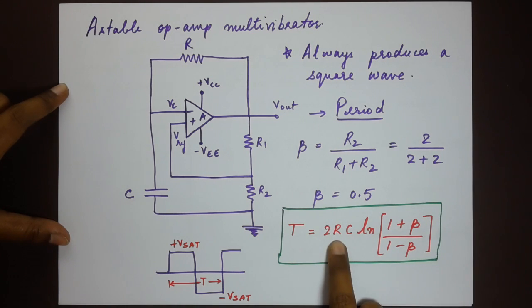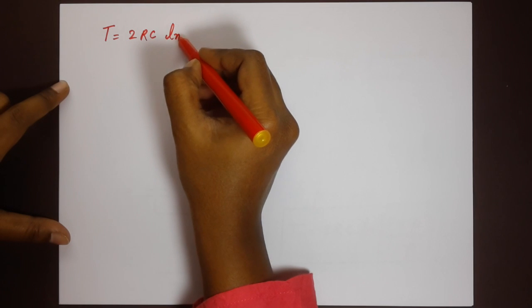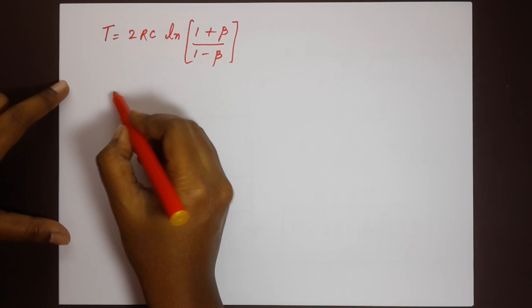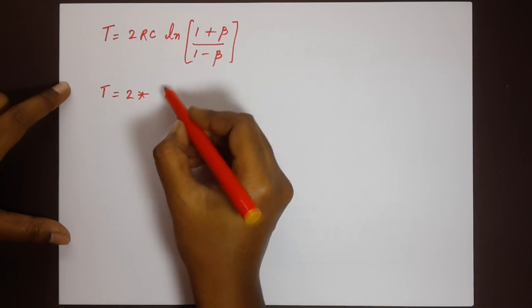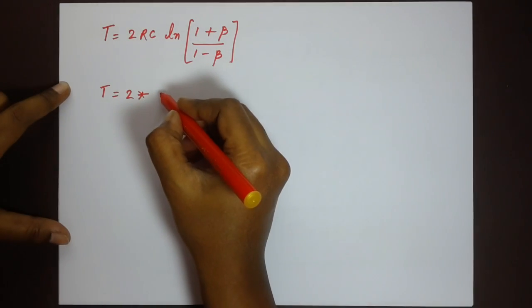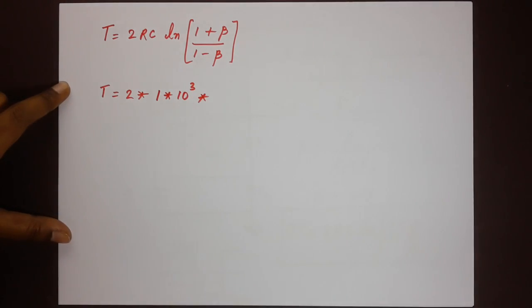Now we have the values of R, we have the values of C and beta. So all we have to do is plug in the values and then solve to see what the value of T is. Now let me note that down here. So we have T is equal to 2RC ln of 1 plus beta divided by 1 minus beta. Substituting the values, 2 into, now R is the value right there on top, 1 kilo ohm. That measures 1 into 10 power 3 into, what was the value of C?